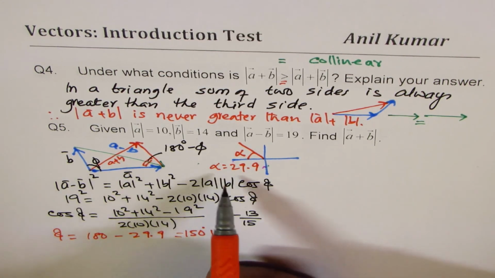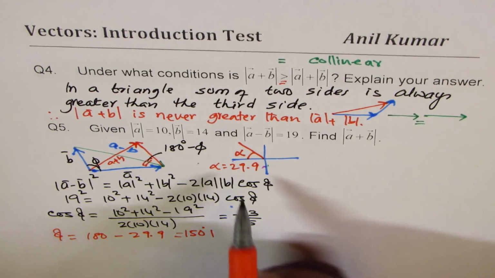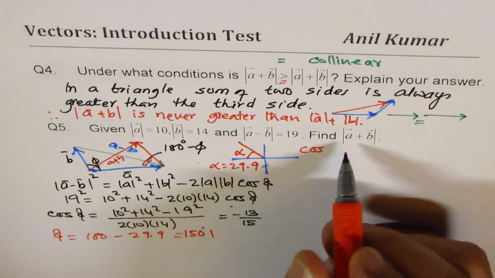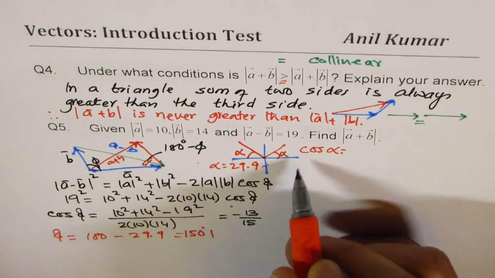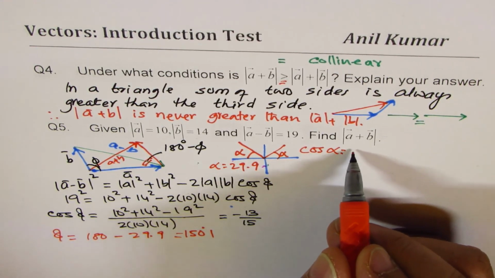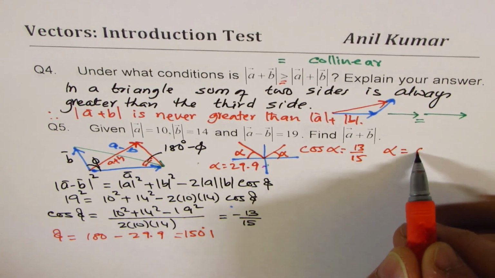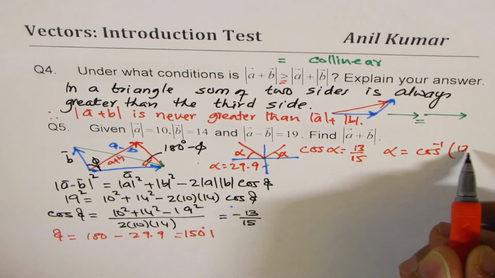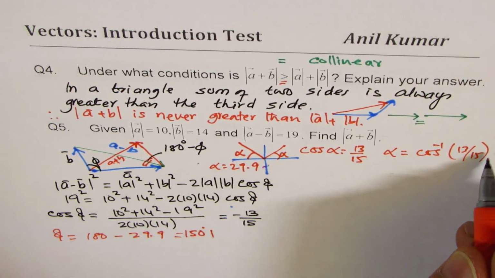Do you see that? How did we find alpha? We found alpha by using cos of alpha, the acute angle, which will be here, alpha, is equal to 13 over 15, correct? So alpha equals cos inverse 13 over 15. So that gives us the answer, 29.9.